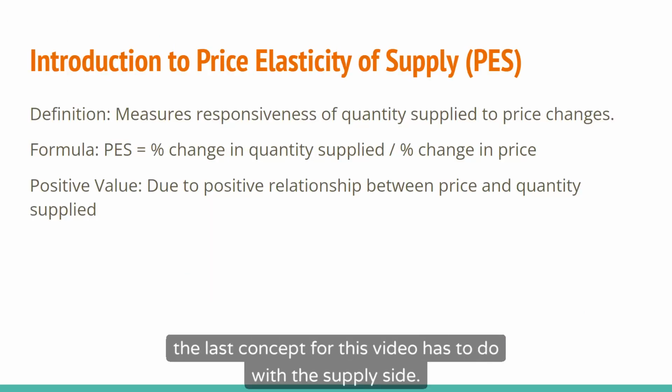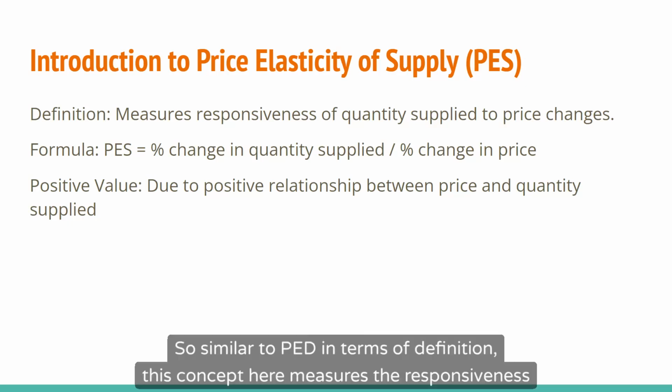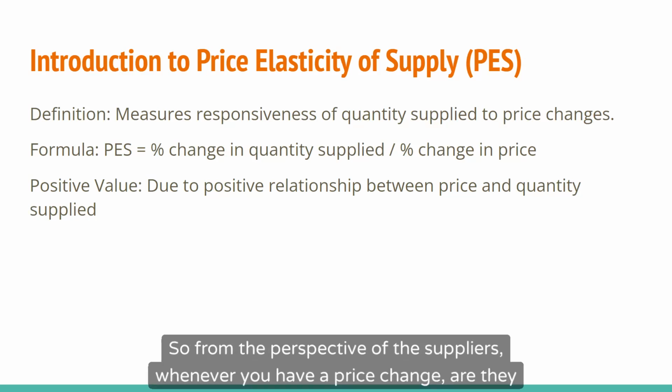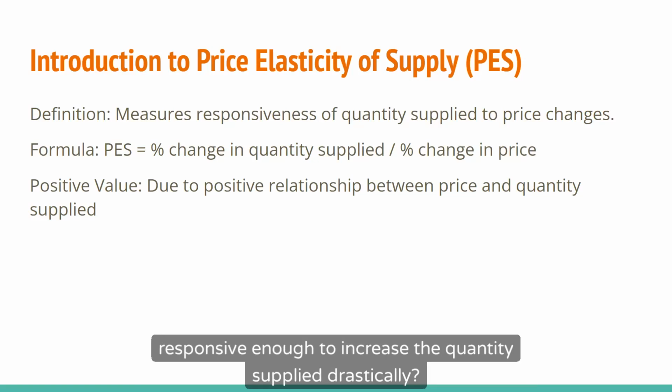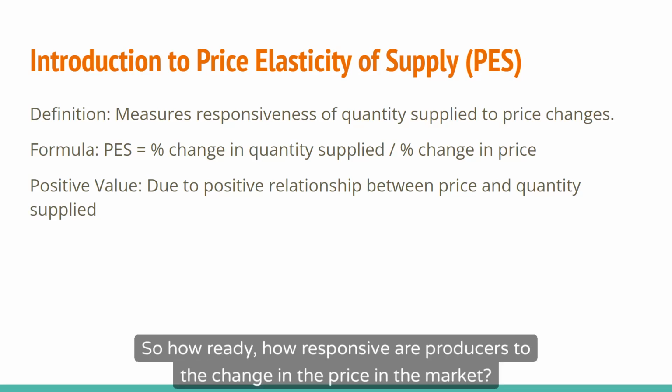Now, the last concept for this video has to do with the supply side. So we are talking about the PES, or the price elasticity of supply. So similar to PED, in terms of definition, this concept measures the responsiveness of quantity supplied to a price change. So from the perspective of the suppliers, whenever you have a price change, are they responsive enough to increase the quantity supplied drastically, or would that be a minimal increase? So how responsive are producers to the change in the price in the market?